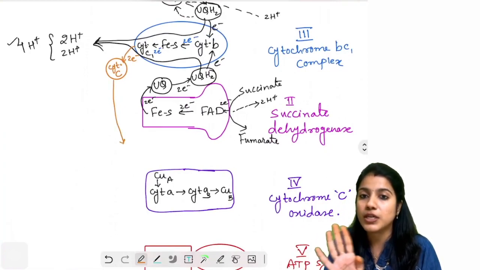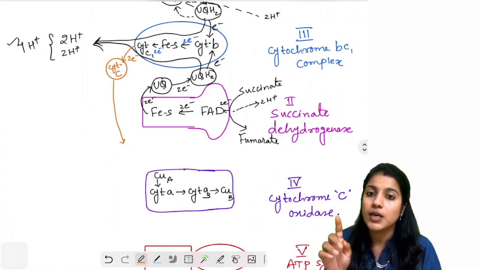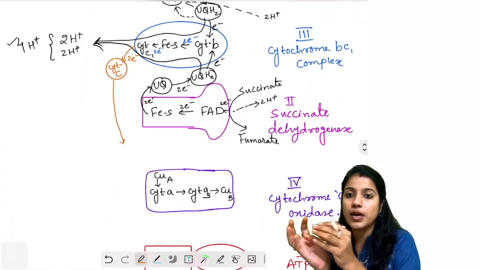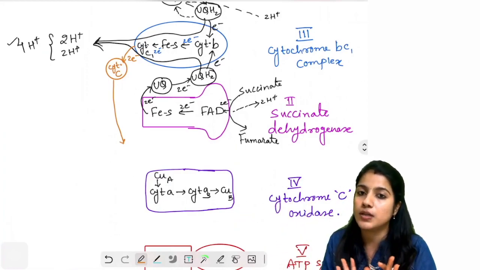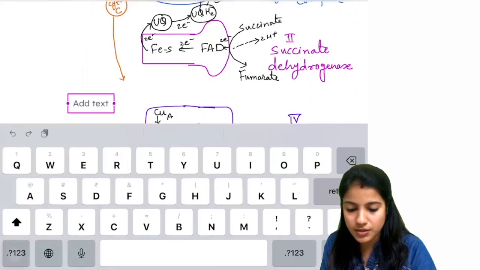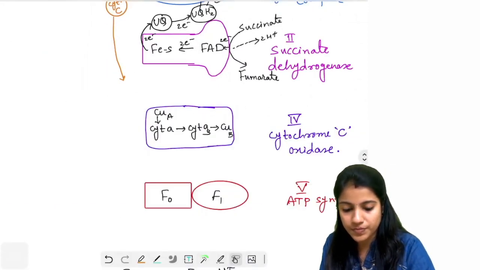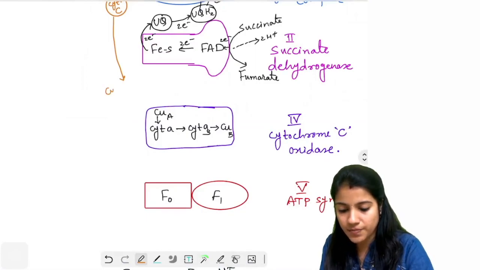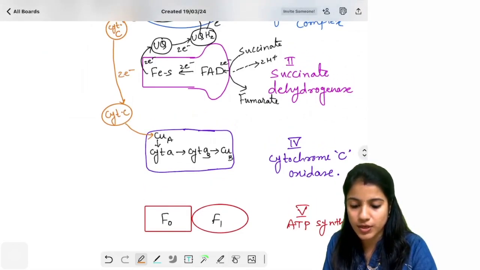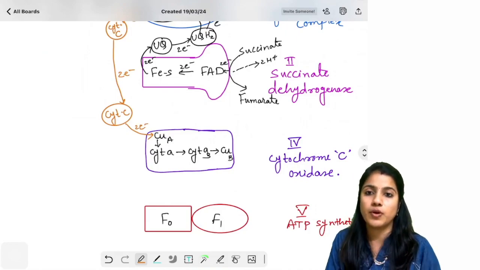There are no 2 cytochrome C molecules, only one, which will carry electrons from one place, going ahead and donating the electron to another complex. That's all. So here I am drawing again cytochrome C, which came ahead and donated the electron to the copper molecule. How many electrons? 2 electrons donated to the copper molecule.